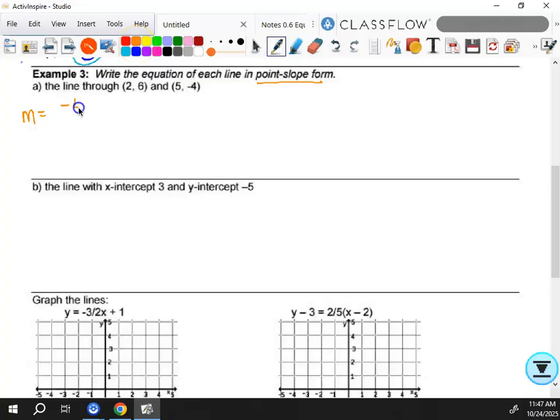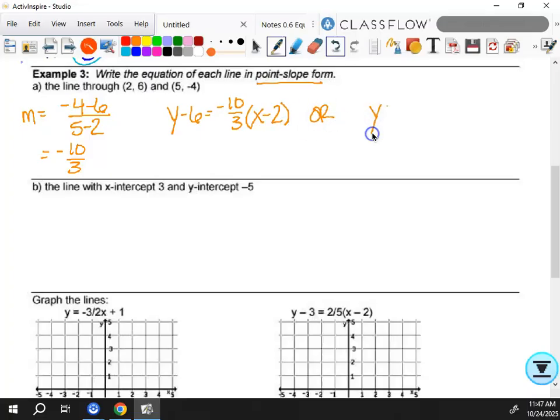All right, let's do that again. Probably because I was doing the math in my head while I was writing it down. All right, so negative 10/3. Maybe I'd already calculated it. All right, so you could have picked either point, right? I would imagine most of you probably picked the first one, but if you pick the second one, that's okay too. If you pick the first one, you get y minus 6 equals negative 10/3 times x minus 2. Or if you pick the other one, you get y plus 4 equals negative 10/3 times x minus 5. Either one is fine. Completely fine.